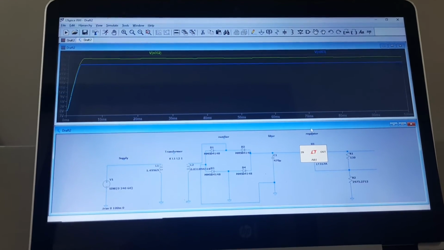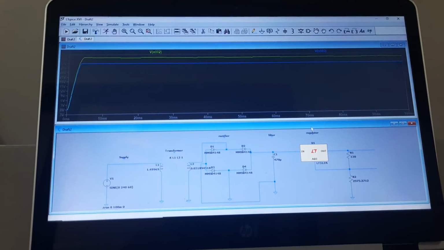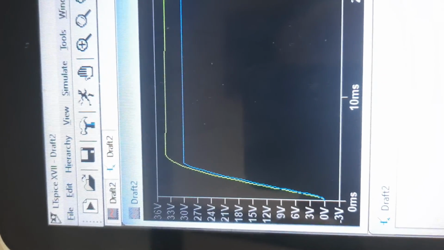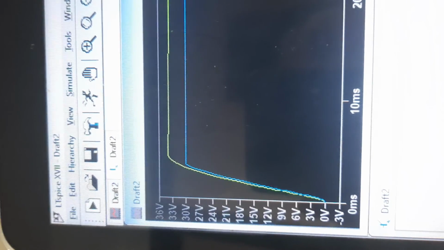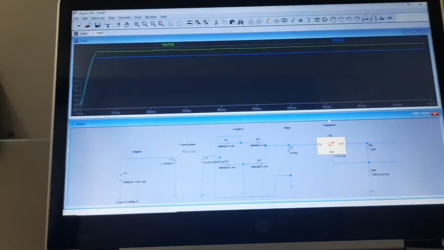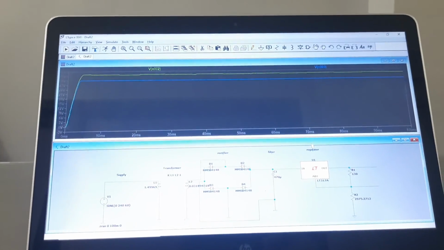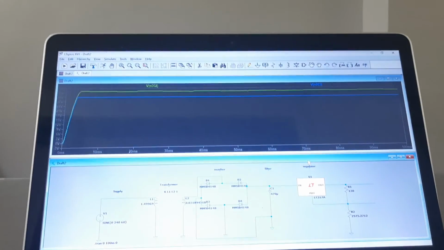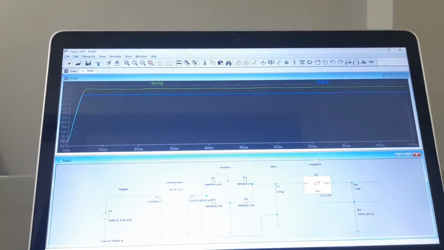As we can see here, the rippled voltage generated, as we look closer, is nearly 30 volts. Therefore, we can conclude that this power supply simulator generates 30 volts and maintains 30 volts.